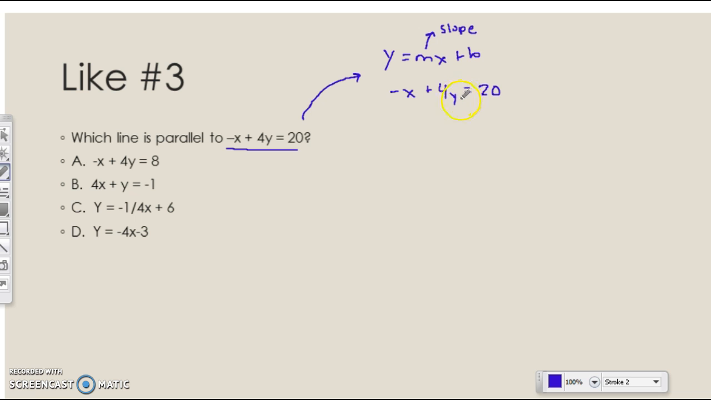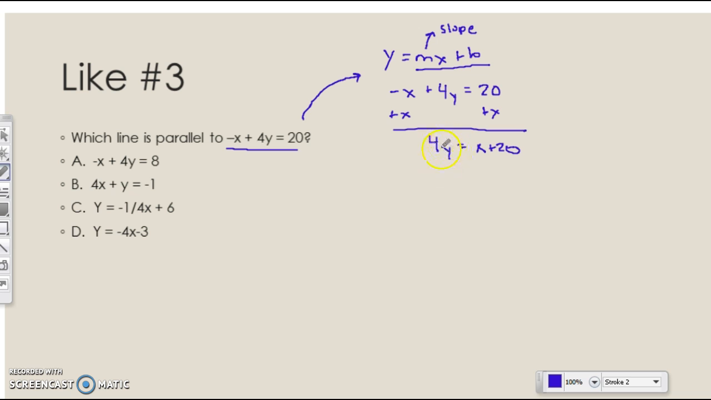And now my job is to get y all by itself. So to get rid of this minus x, I'm going to add x to both sides of the equation. That leaves me with 4y equals, now notice up here, my x term comes before my constant term, so I'm going to write x first. So I'm going to write x plus 20.